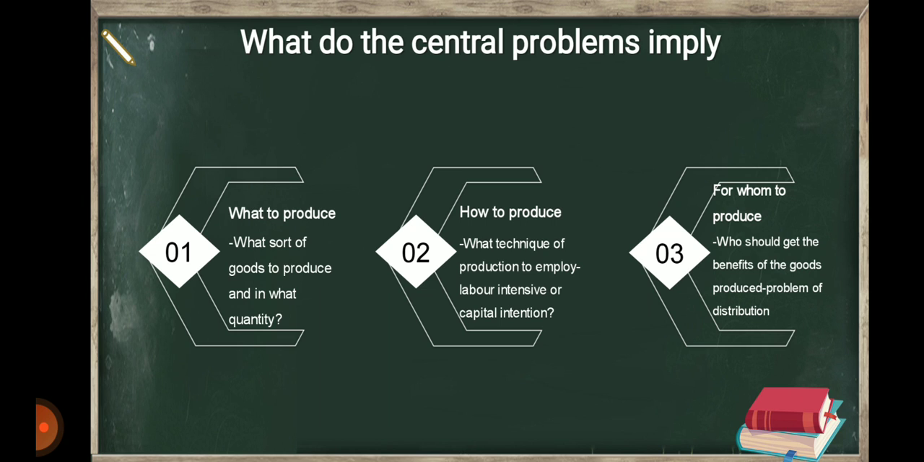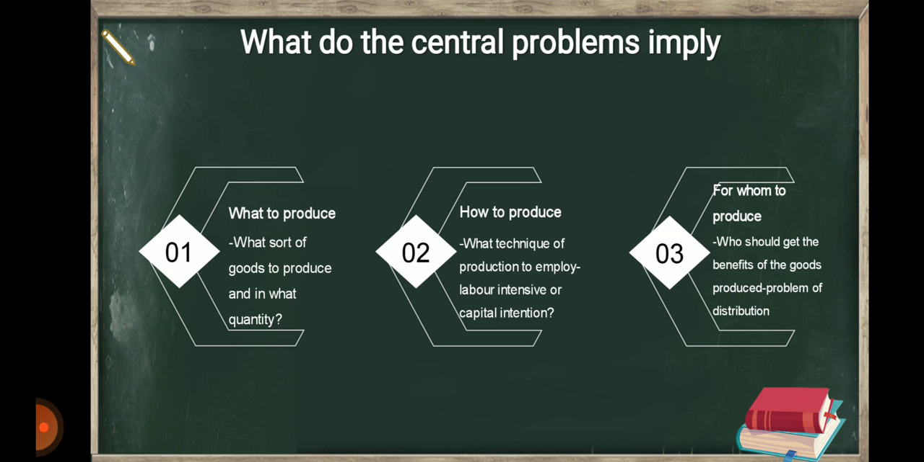First, what to produce. This relates to the sort or the type of goods to be produced and the quantity of each good to be produced. That is, what good should an economy produce and in what quantity. This is the first problem. The second problem is how to produce.